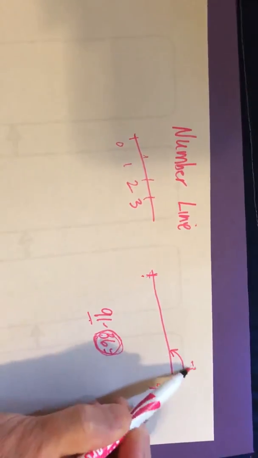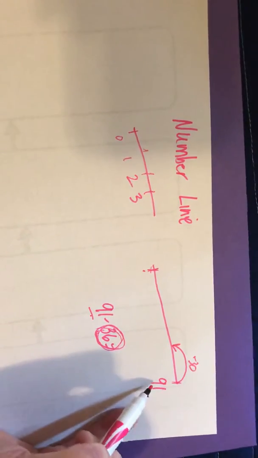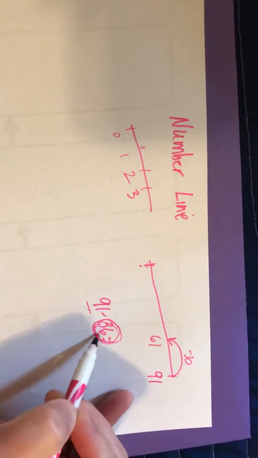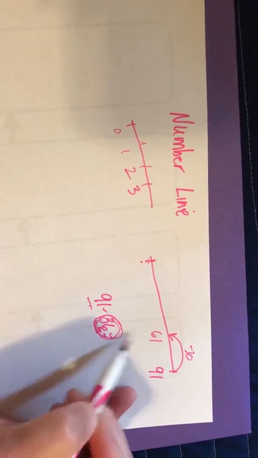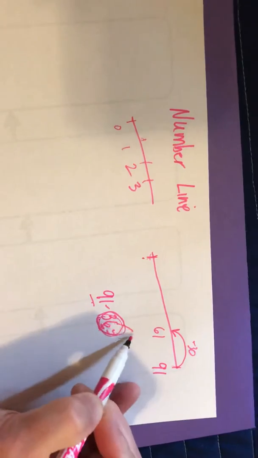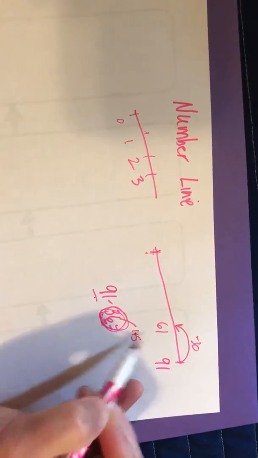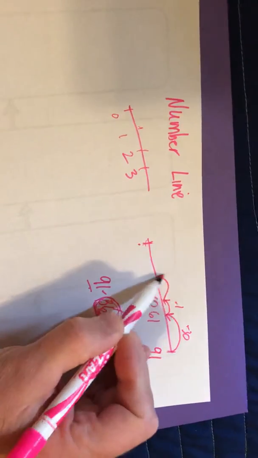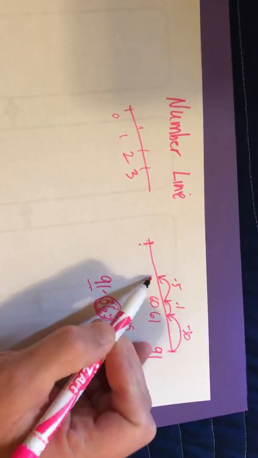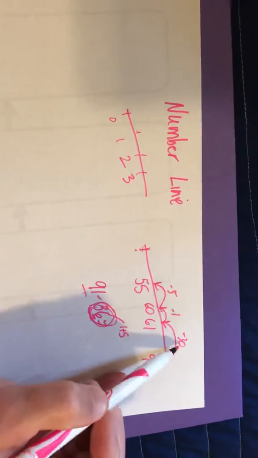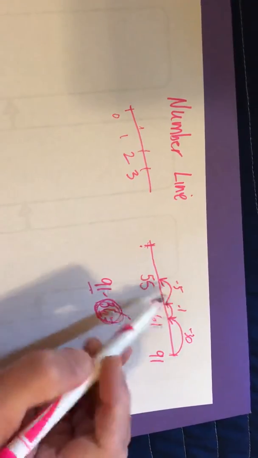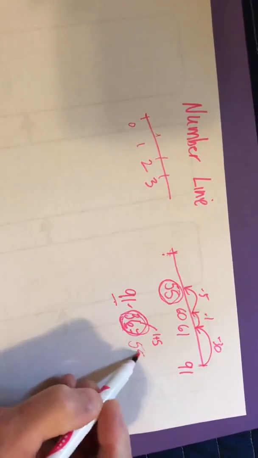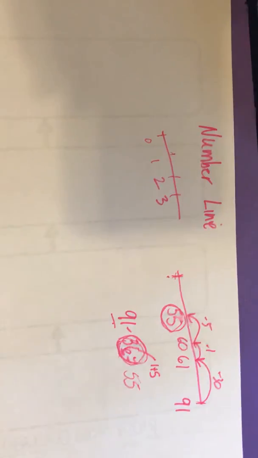I'm going to subtract 30 because I know that 91 minus 30 is 61. And then I can subtract 6, but I don't know what 61 minus 6 is, so I'm going to break my 6 up into 1 plus 5. And I'm going to subtract 1 to get to 60, and I'll subtract 5 to get to 55. So here's 36. This is what I subtracted. Here's my answer, 55. So 91 minus 36 is 55.